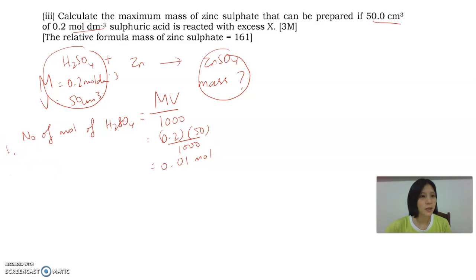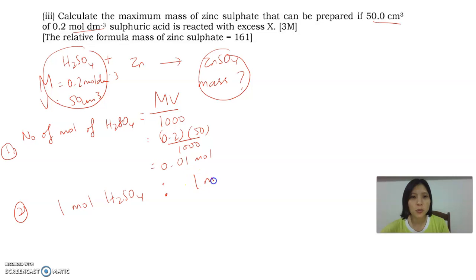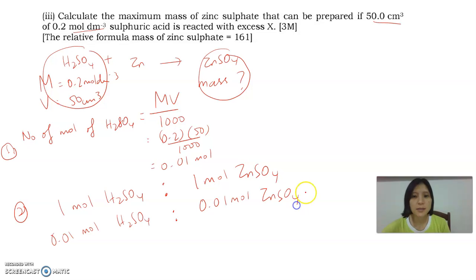Second step is to compare the ratio. So from the equation we can see 1 mole of H2SO4 will produce 1 mole of zinc sulfate. So from the experiment now we only use 0.01 mole of H2SO4. Okay, so the amount of zinc sulfate that is produced will also be 0.01 mole of zinc sulfate. Okay, that's step number 2.